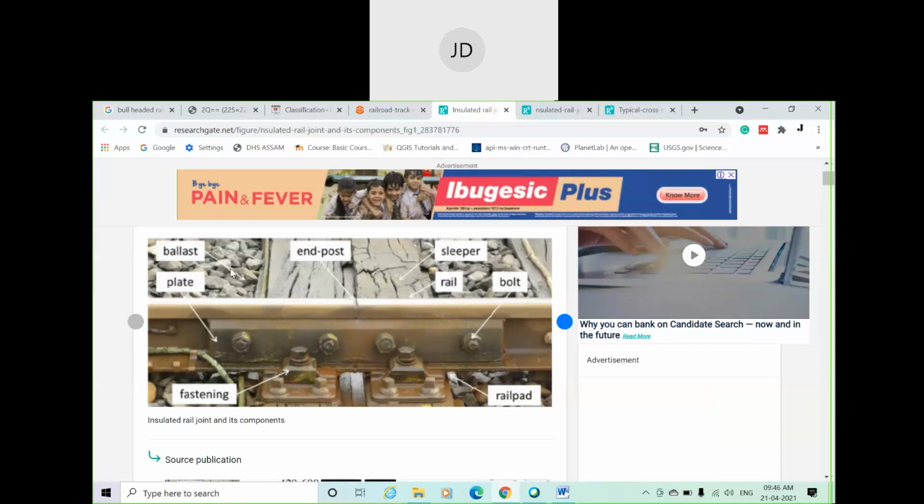Sir, can you explain again why we have a gap? Which one? The gap. You can see this millimeter gap is left because of the expansion.